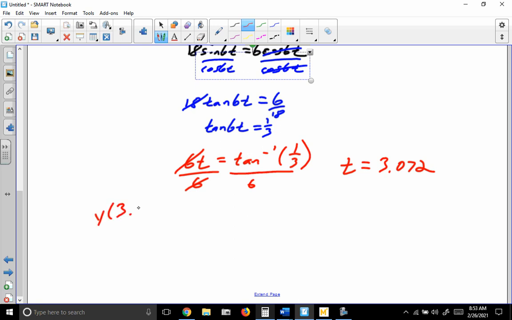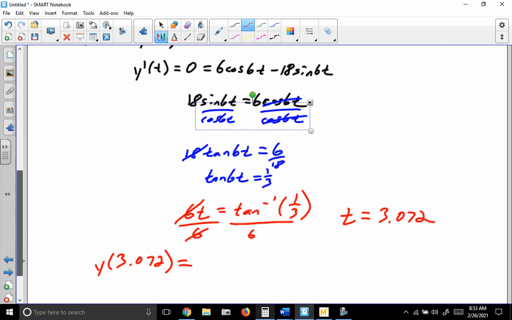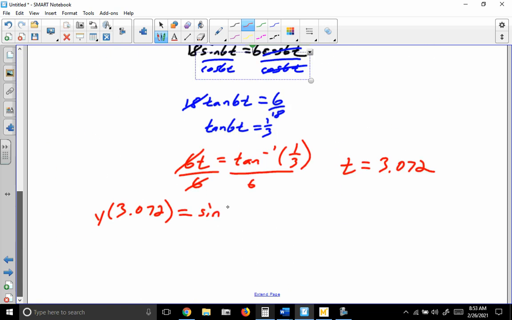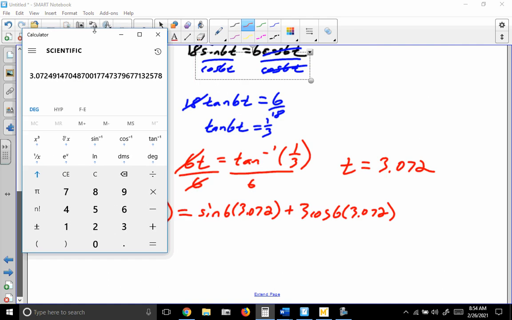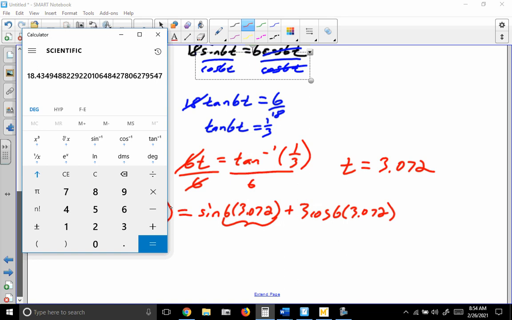So to find that y value, we plug that into our original function, sine 6t plus 3 cosine 6t. So sine of 6 times our input plus 3 times cosine of 6 times our input. And then we just run that through our calculator, and that should give us our maximum value. So that 3.072, remember, it's going to get multiplied back by 6 before we take sine or cosine. So that's what's on the inside of sine and cosine.